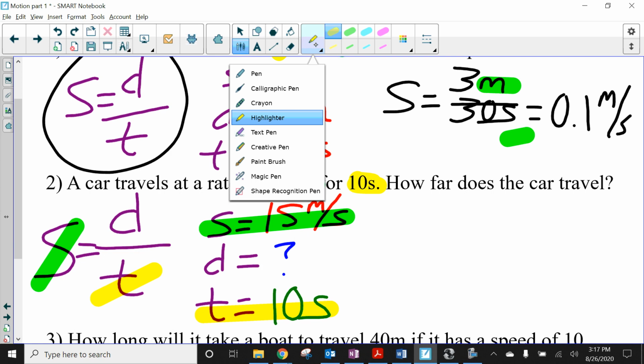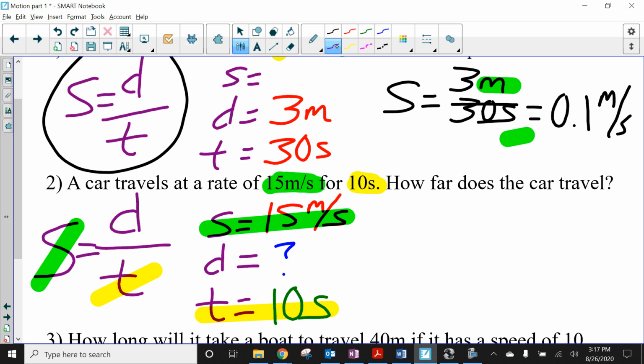So let's see what we got. All right. So S, we had 15. All right. Then we had the equal sign. For D, we did not know what that is. Okay, so we don't know what this is. Or you can put a D if you want to put it instead of a question mark. And then on the bottom here, we had 10 seconds.